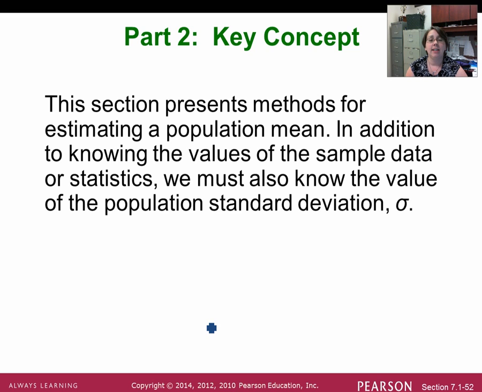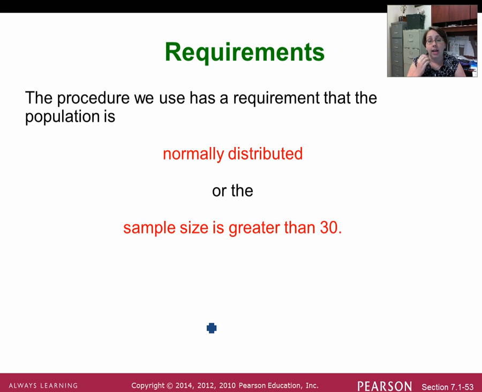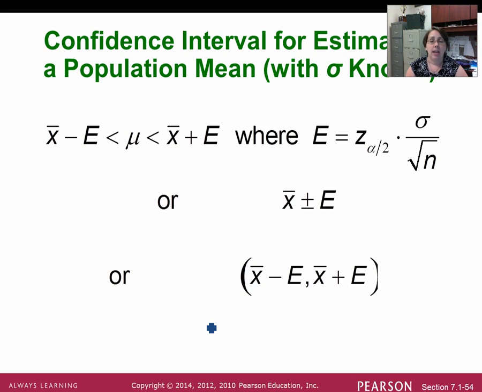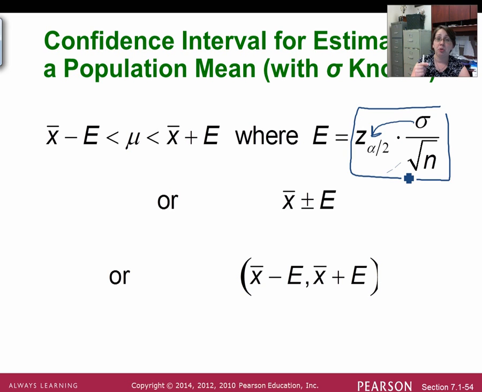But, in addition to knowing the values of the sample data or statistics, we must also know the value of sigma. So we're going to build a confidence interval again, but this time we're going to know sigma. We won't need to use S, our sample standard deviation. We still must have a normal distribution for the population, or the sample size must be greater than 30 to continue. That's still a requirement, along with knowing sigma. Now, if you know sigma, you may find the error using sigma. And if you can use sigma, then you use z. If sigma is known, you use z.